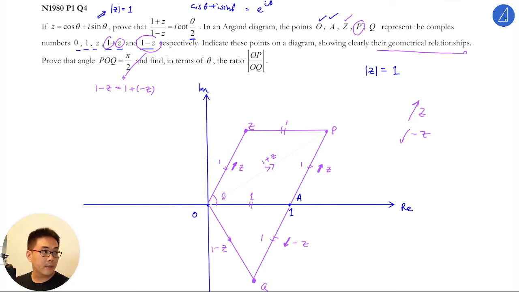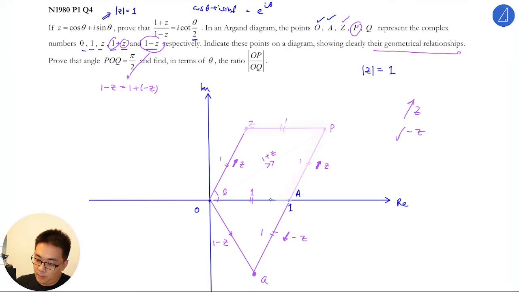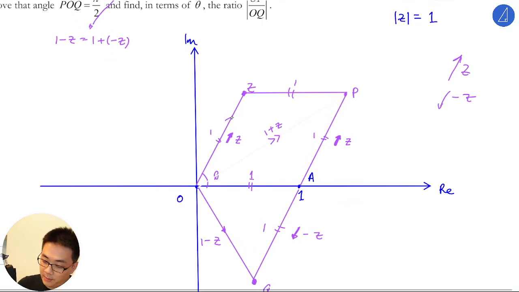This is a rhombus. Yes, the whole thing is a trapezium, you're right. But they never ask you to explain the geometrical shape, they just say show the geometrical relationship. So you're right to say, if you want, you can also put parallel lines here.